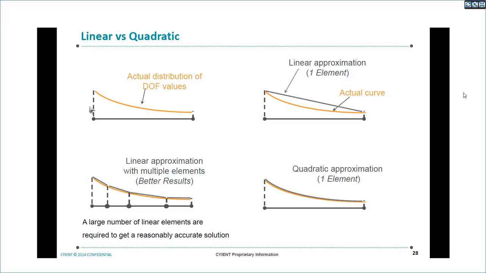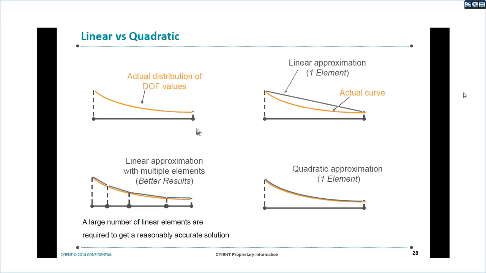Let us take a small example to understand the linear versus quadratic difference more. This is our actual degrees of freedom distribution. This is node 1 and node 2, or node i, node j, and this is the actual distribution of deformation or deflection within the element. It won't vary linearly. It will vary quadratically.